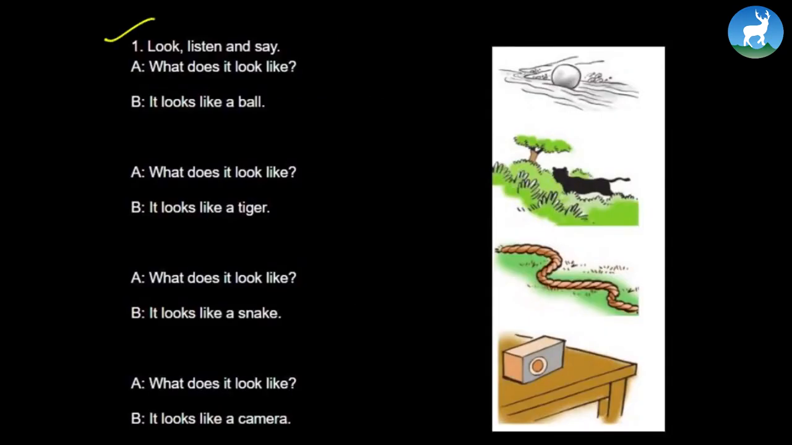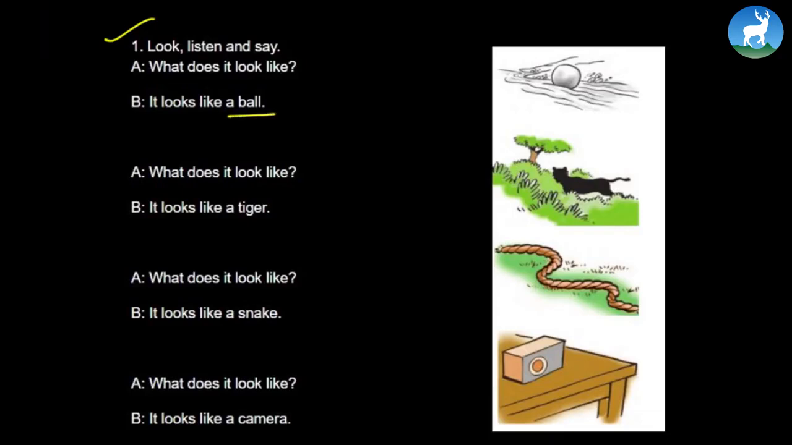First, let's look at these pictures. Starting from the first one. You see there's a round object. This could be a river or it could be mountain. We're not sure about it. So anyway, there's a round object here. So you can ask a question like, what does it look like? You can say it looks like a ball.